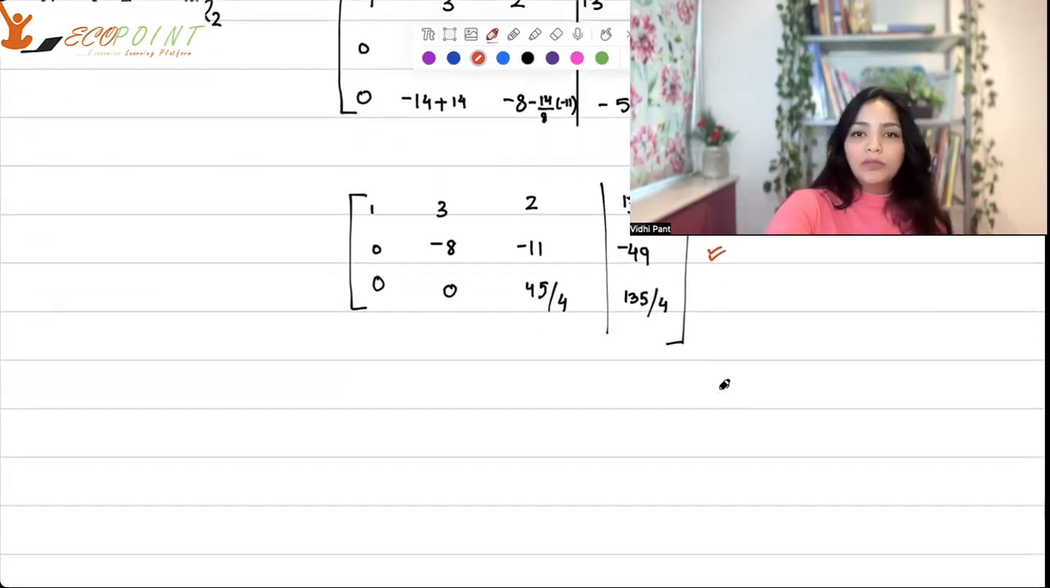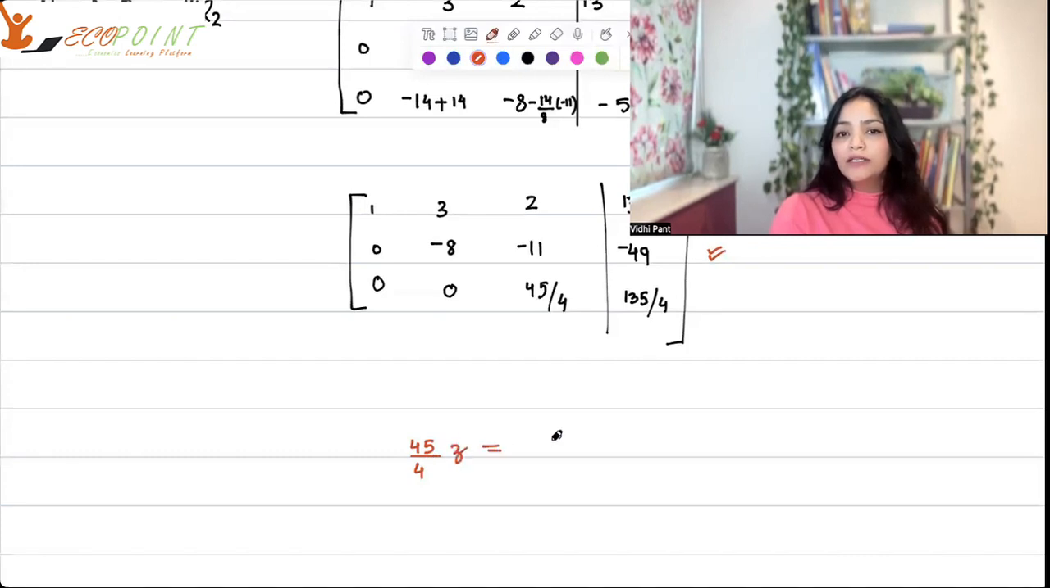Now, what are we interested in? We are interested in the value of x, y, z that would satisfy this system of equations. So from here, the last row could be represented as the equation 45 upon 4 times z is equal to 135 upon 4. That means z is equal to 135 upon 45, which equals 3.